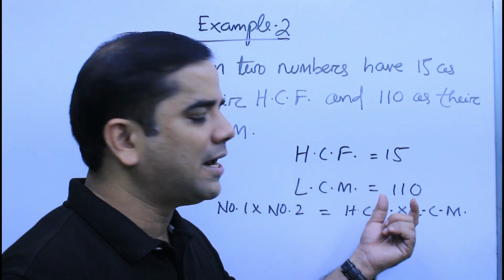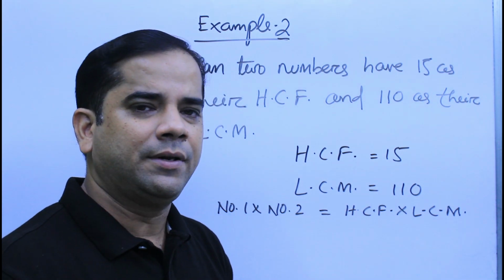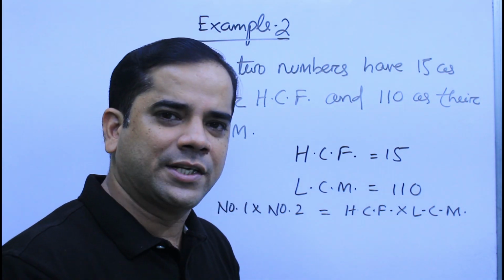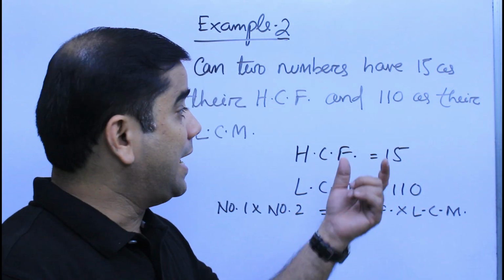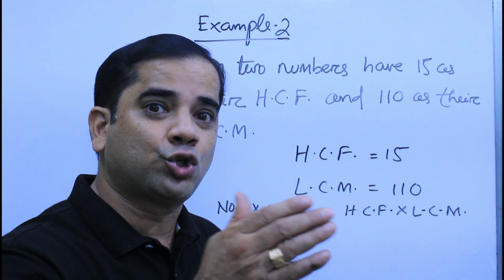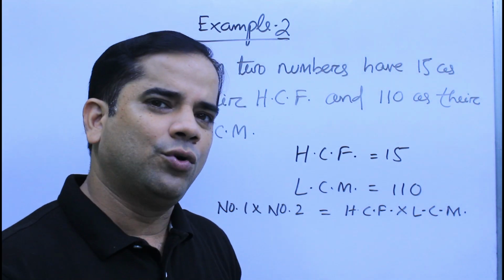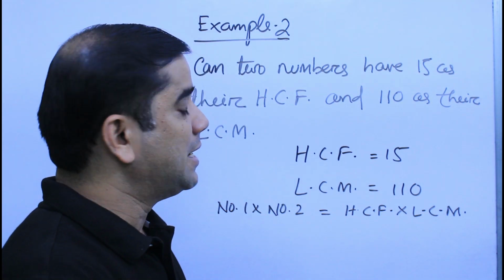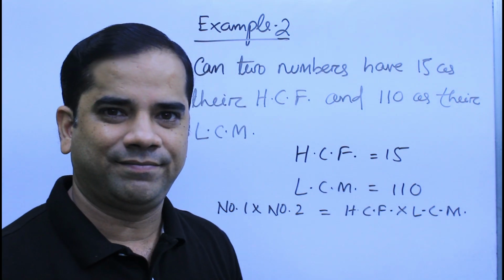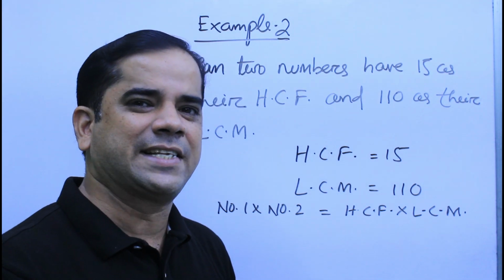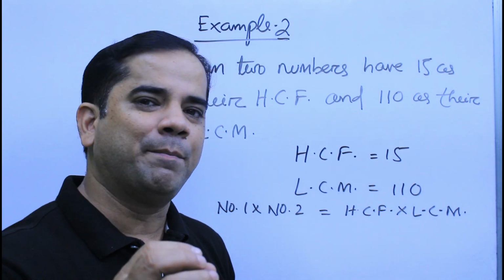If two numbers have 110 as their least common multiple, that means 110 falls in the table of those two numbers. And HCF is 15, that means those two numbers are divisible by 15. So what does it mean? That means the LCM should be a multiple of 15. Let us take another example with smaller numbers so that you can understand in a better way.